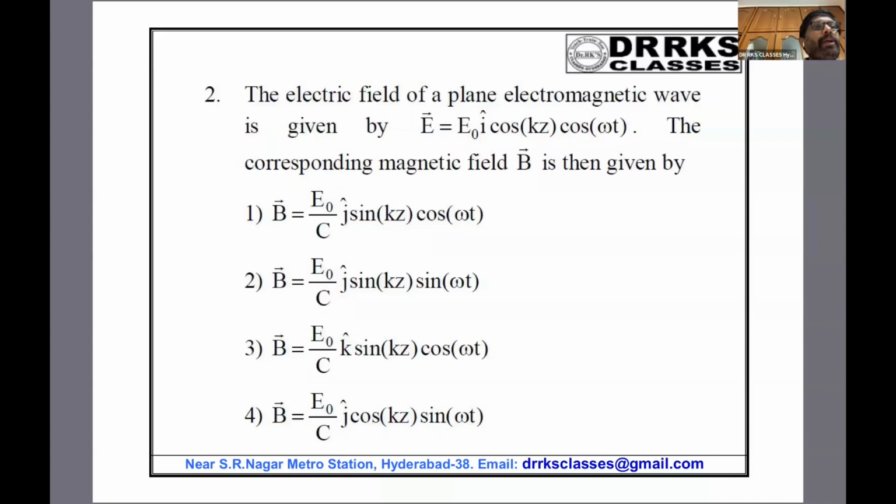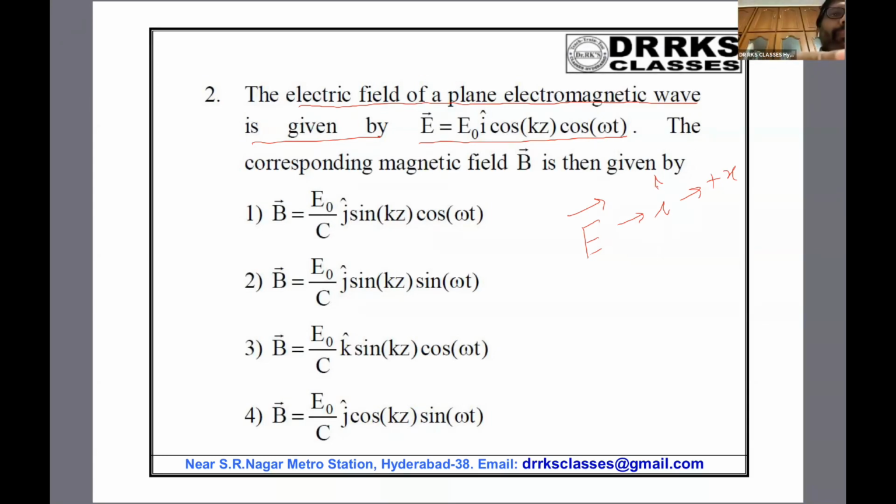Look at this. Here, the electric field of a plane electromagnetic wave is given by E is equal to E naught cos kz cos omega t. Of course, the direction of the electric field is i cap, which means along the positive x direction. Of course, here the equation is given in the stationary form.